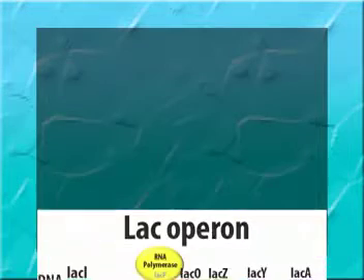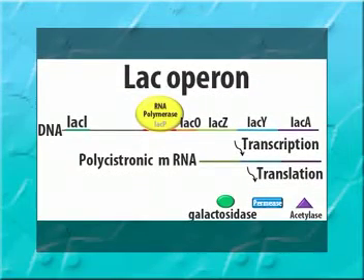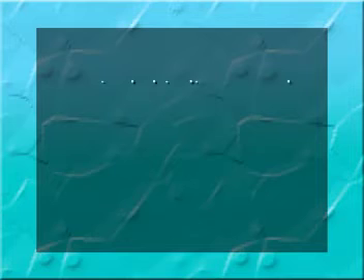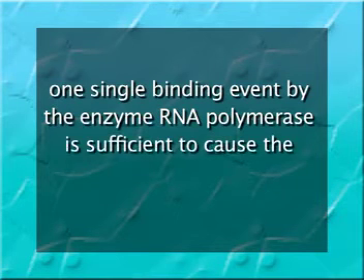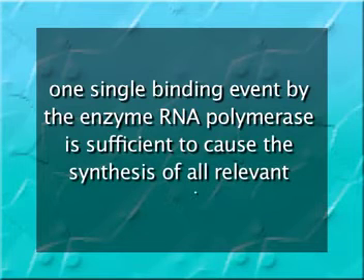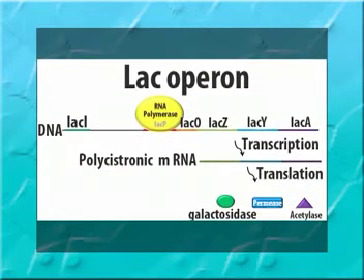For example, the enzymes involved in the metabolism of lactose are adjacent to one another between the promoter and terminator. By this type of arrangement of genes, one single binding event by the enzyme RNA polymerase is sufficient to cause the synthesis of all relevant proteins, that is, the genes are coordinately regulated. Such an organized set of genes is known as an operon.